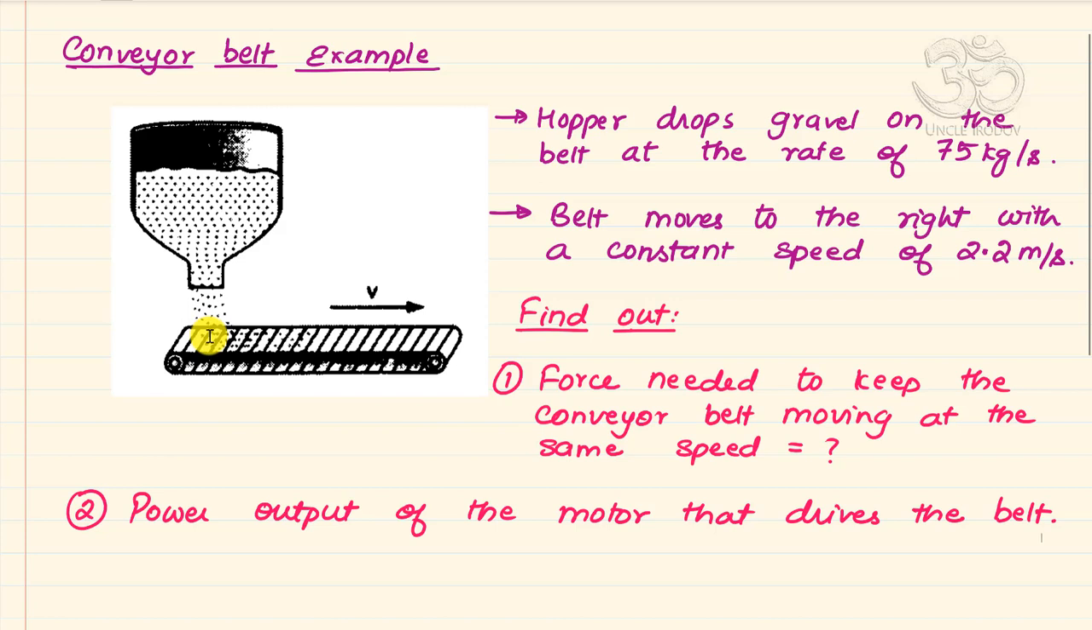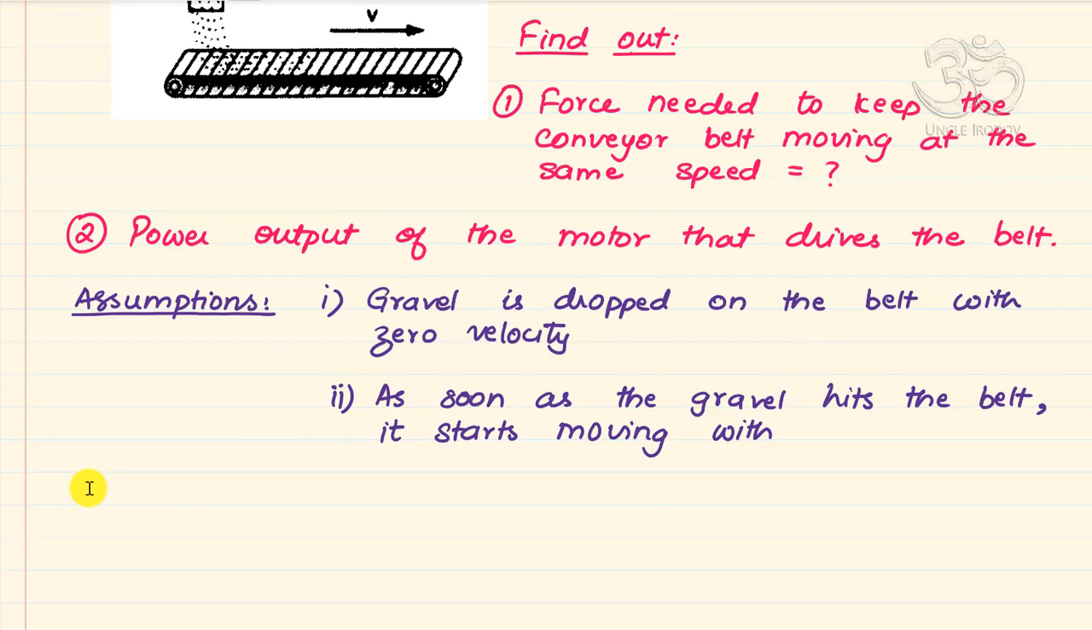But only if you make that assumption of sufficient friction, then the moment the gravel hits the belt, it starts moving with the same velocity as the belt. So if you make that assumption, then you will be able to arrive at an answer to this particular problem. So two assumptions: one, the gravel which is being dropped onto the belt is almost at zero velocity. These are the two assumptions.